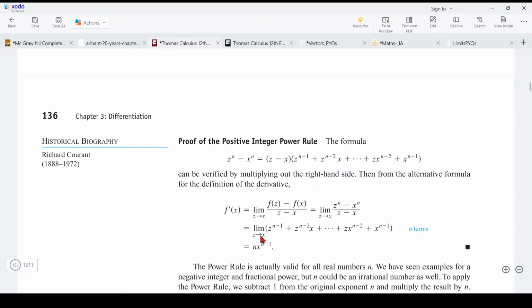Now we can directly substitute z equals x, which gives x power n minus 1, then again x power n minus 1. All terms will become x power n minus 1. How many times? n terms, right? So that's why we are getting n x power n minus 1.